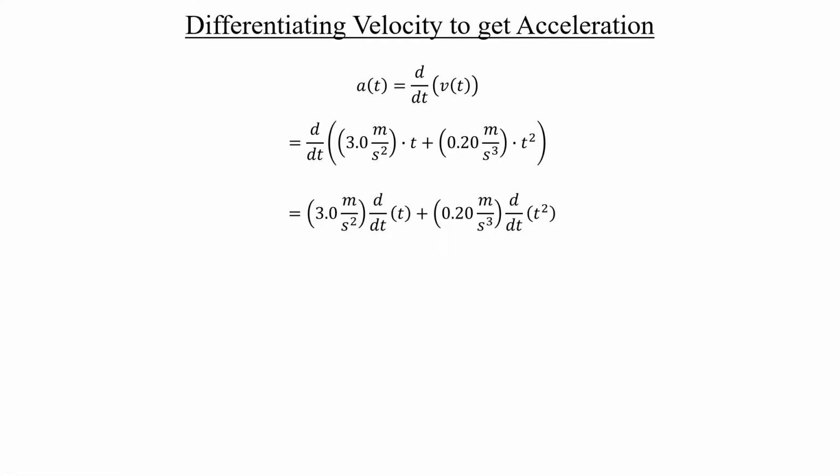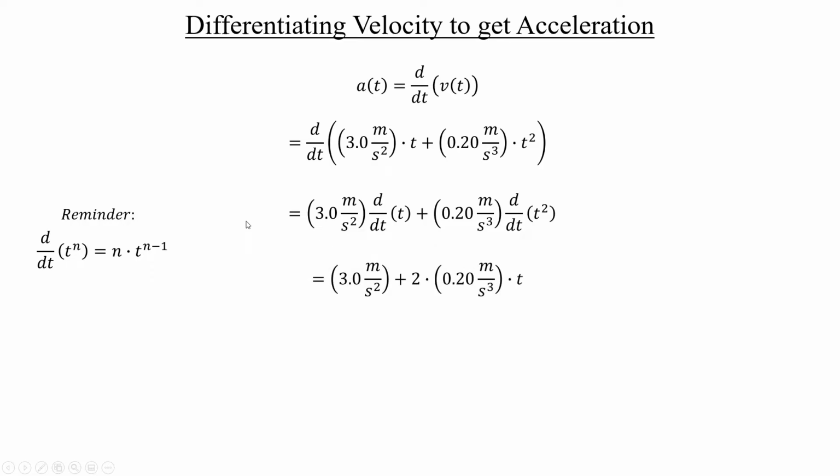And now, in this line, I have factored out the constants, 3.0 meters per second squared and the 0.20 meters per second cubed, in front of their respective derivatives. And so now we can see clearly what it is that we're taking a derivative of. And just as a quick reminder, here is the power rule that we are applying in this situation. And that's what I'm going to do in this next line.